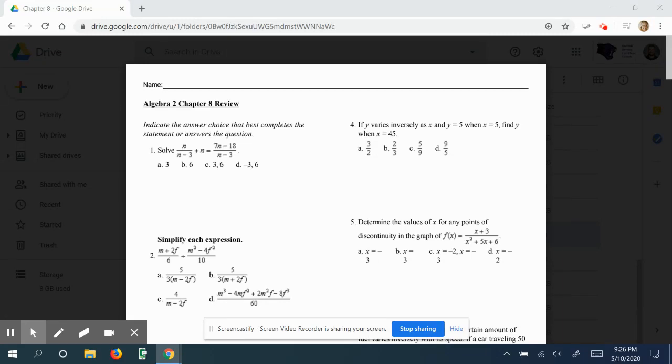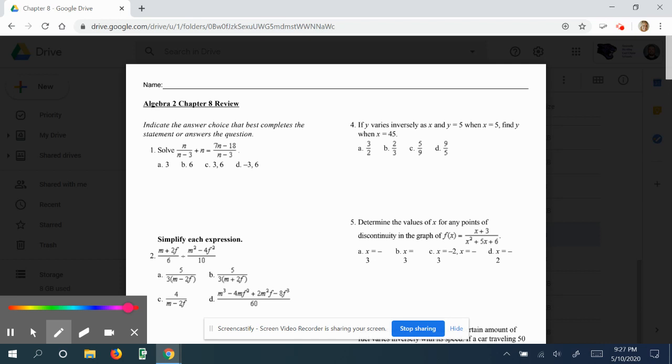Today we're going to be looking at the Chapter 8 review. There's 20 questions on this review. We're going to go through each one, and the test for Chapter 8 is also very similar. So make sure you take detailed notes, and hopefully most of these are not new and you've had good practice with them. All right, so question number 1.